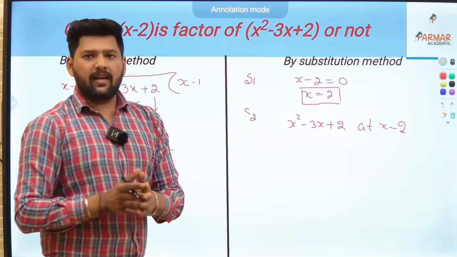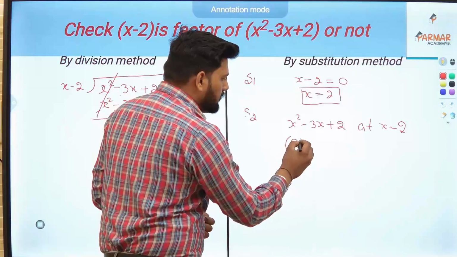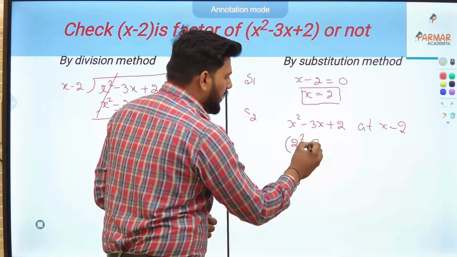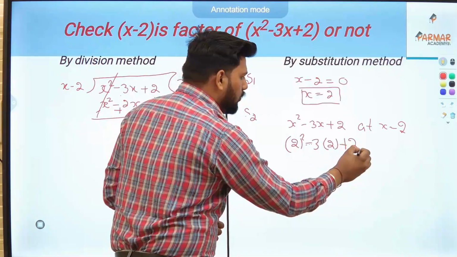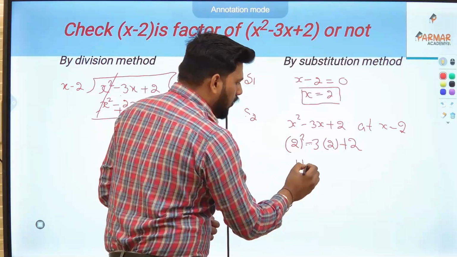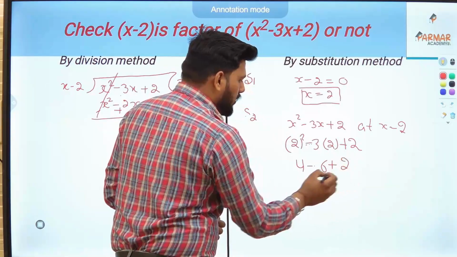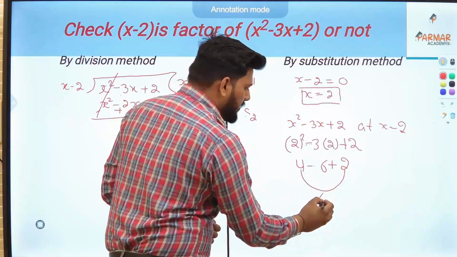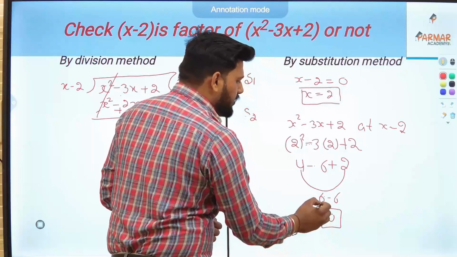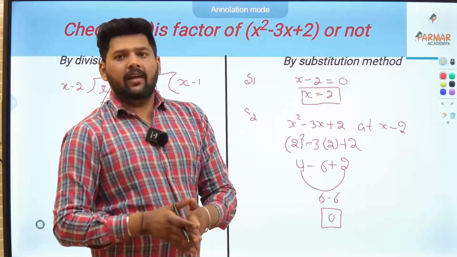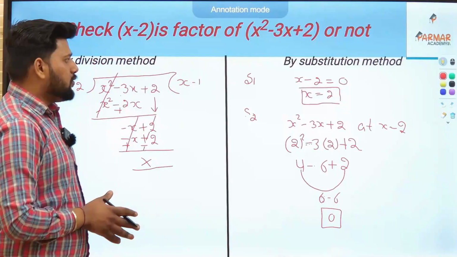Now replace x by 2. It is 2 square minus 3 into 2 plus 2. That is 2 square is 4, minus 3 twos are 6, plus 2. 4 plus 2 is 6. That is 6 minus 6 is 0. At the end we will get 0 remainder. So again x minus 2 is the factor of x square minus 3x plus 2.